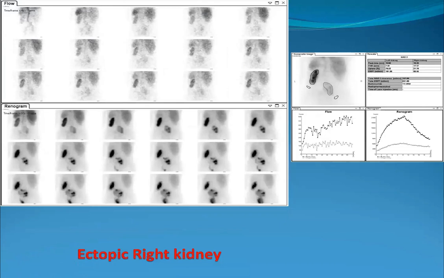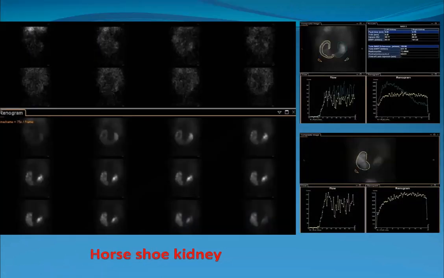An example for ectopic right kidney, as you see here, this is the left one in its normal position, and this is the right ectopic pelvic kidney. Example for horseshoe kidney, this is the right compartment, left compartment with the fibrous band in between the lower ends, and we can also calculate GFR and spread function for each compartment.